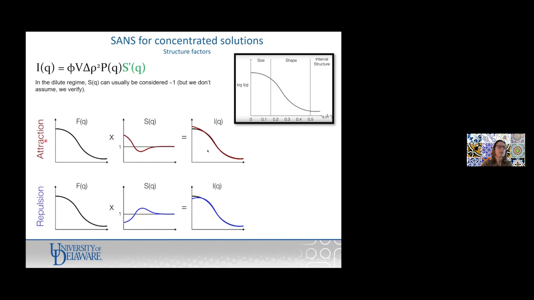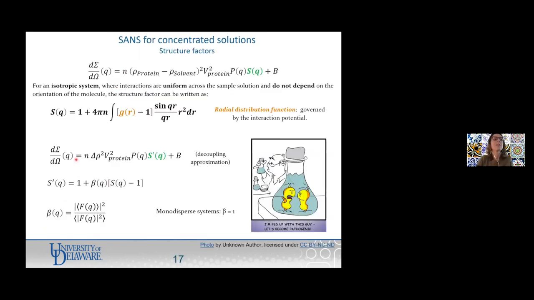If you have an attraction or a repulsion type of interaction, yes? Excuse me, just a quick question. What is the difference between structure factor like S and S prime? Okay, so that's a good question.